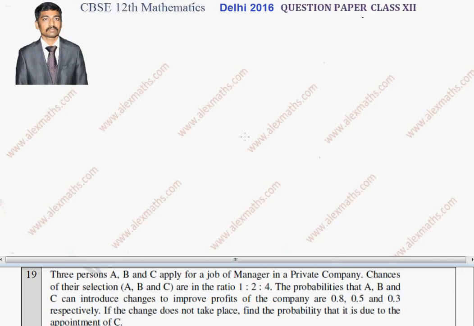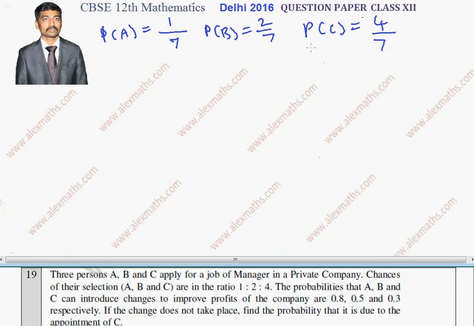Question number 19. Three persons A, B and C apply for a job of manager in a private company. Chances of their selection A, B, C are given in the ratio 1:2:4. So from this we will write the probability of A getting selected is 1 out of 7, because the total ratio is 7. And P of B is 2 out of 7, and P of C is 4 out of 7.